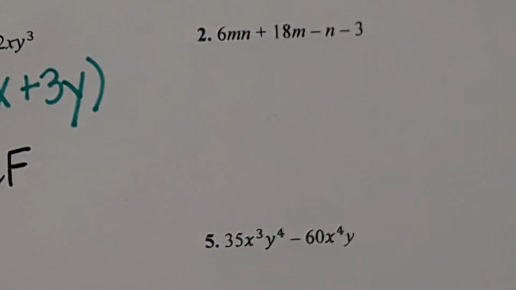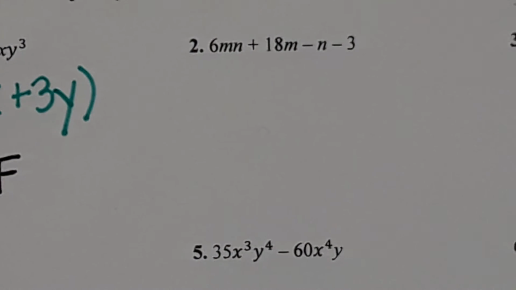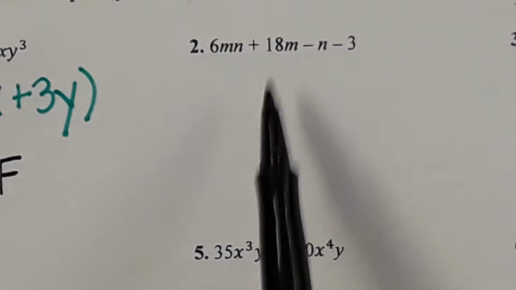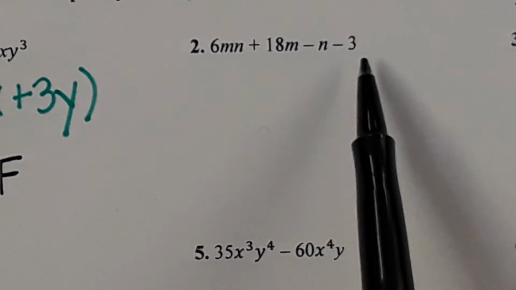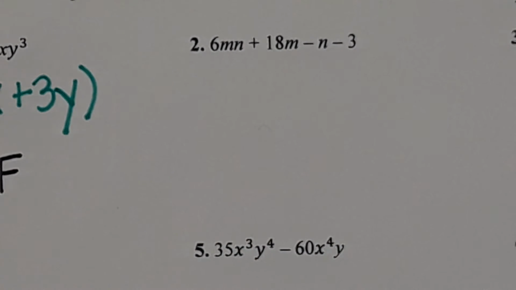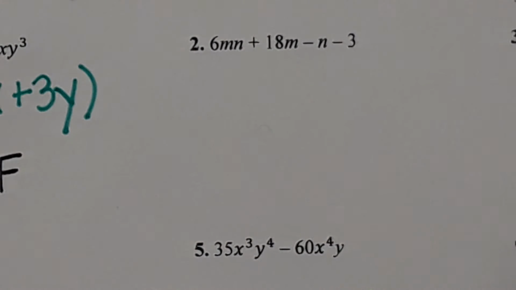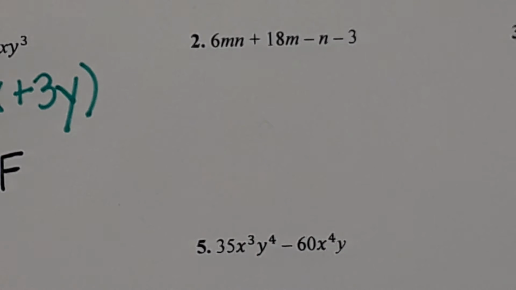Okay, number 6, number 2. The smallest number is 3. Does 3 go into all of those numbers? 3 goes into 6. 3 goes into 18. Does 3 go into a 1? No. So 3 is not a GCF. The smallest number after 3 would be 1, so we don't have that.